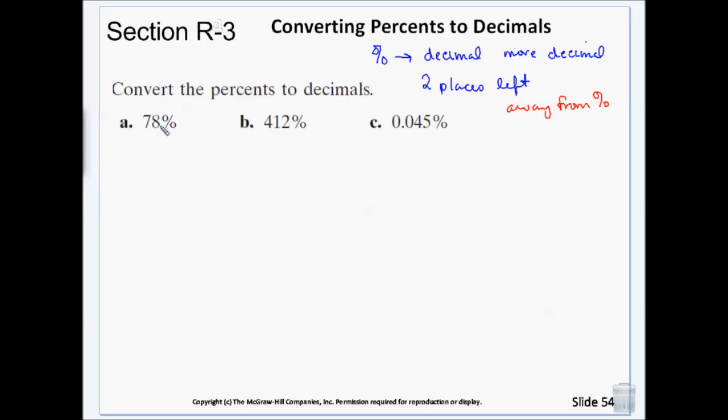So if there is no decimal, it's right here, and I'm going to move it 1, 2 places. So I'm going to move it in front of the 7, 0.78. You can put a 0 there if you'd like.